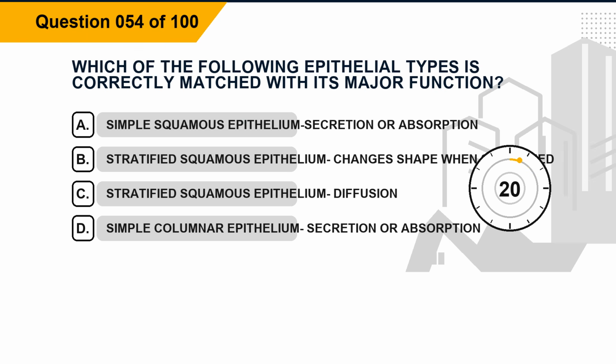Question 54. Which of the following epithelial types is correctly matched with its major function? Option A, simple squamous epithelium secretion or absorption. Option B, stratified squamous epithelium changes shape when stretched. Option C, stratified squamous epithelium diffusion. Option D, simple columnar epithelium secretion or absorption.